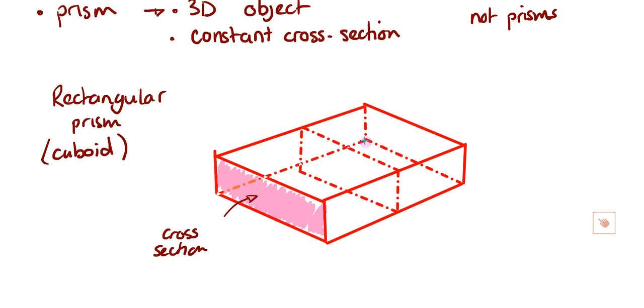I haven't drawn that very well, so let me redraw that one. There you go. So you can see that anywhere along this shape, a cuboid, if I cut it, it's got a constant cross section. Like you saw with the other shapes we were looking at, it doesn't get narrower.